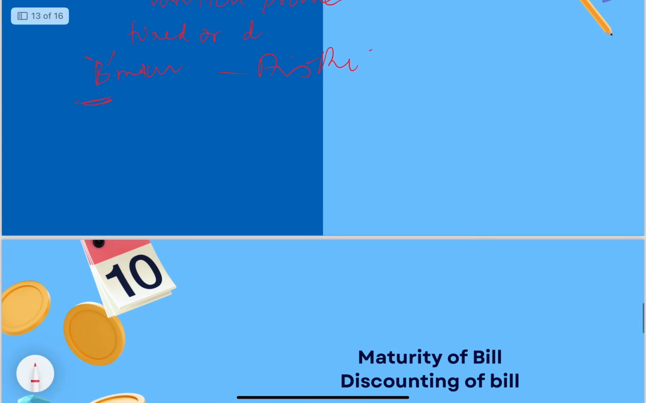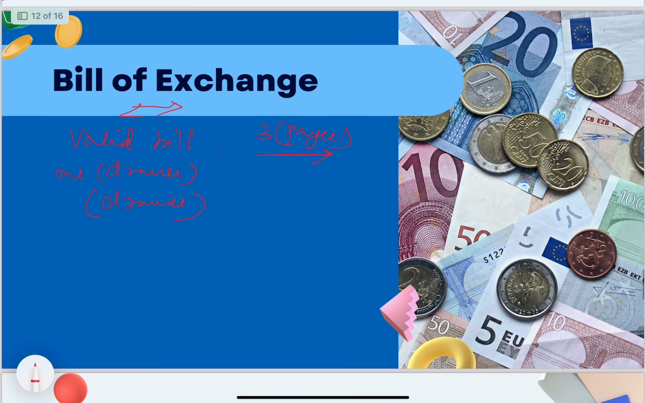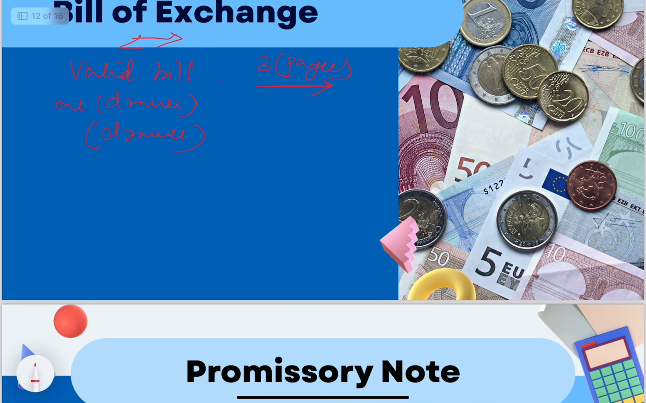So what is the difference between a bill of exchange and a promissory note? A bill of exchange is made by the drawer, the creditor or the seller. Here, the maker is the debtor or the buyer. The parties involved in a bill are three: drawer, drawee, and payee. Here you have two: the maker and the payee. A bill is an order to pay, while a promissory note is a promise to pay.